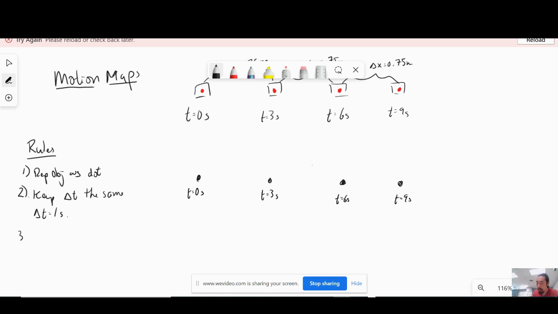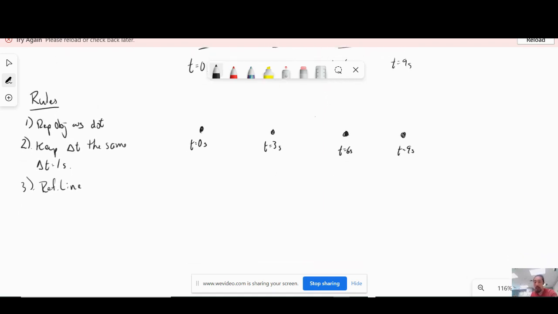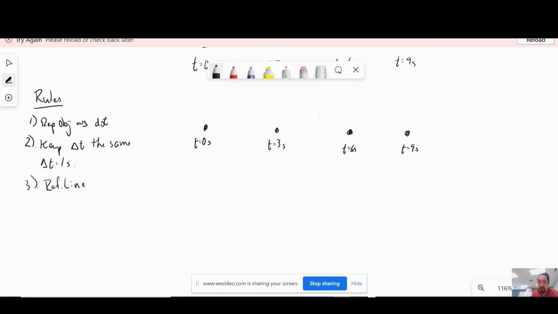Okay. Third rule, always have a reference line. Okay, this is very, very, very important. Our reference line actually explains to us what's happening in this scenario. And a reference line is simply a line. So I'm going to draw a horizontal line there. Why is it horizontal? Well, when I did the lab, I watched the buggy move across in a horizontal direction. And we're going to say this is our position line.